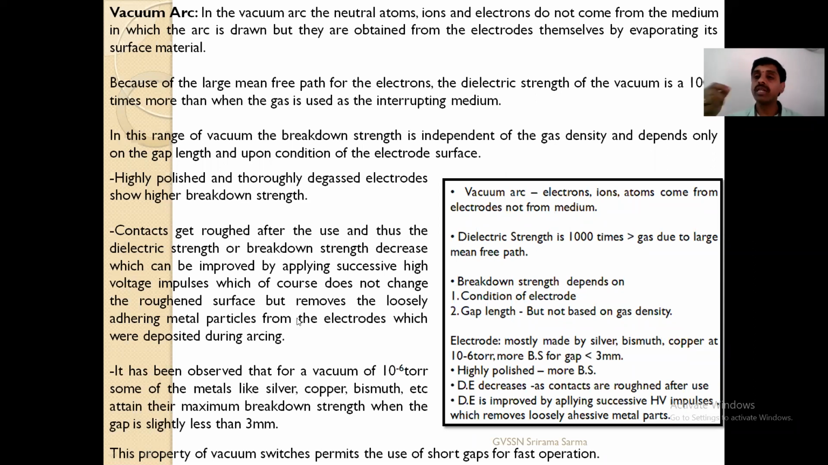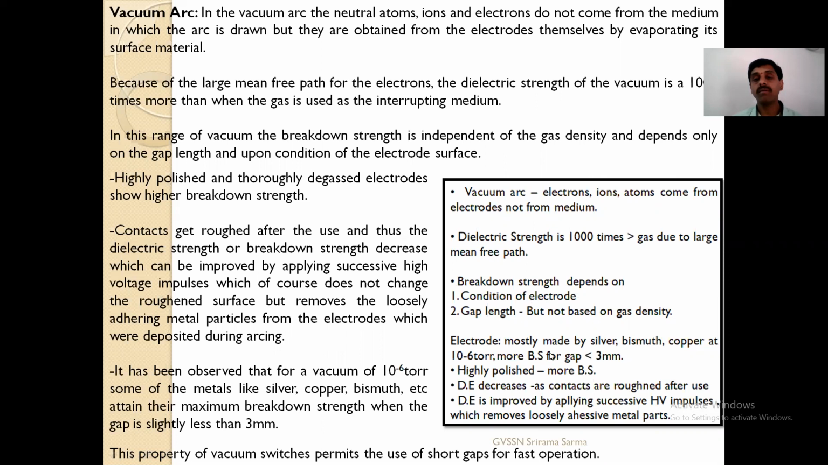But generally, due to repeated operations, contacts get roughened. Then the breakdown strength decreases. That means there will be some deposits on the contact, and the contacts will be roughened. Because of that, the breakdown strength decreases. Then how do we remove these small deposits? Simply by using successive high voltage impulses. The dielectric strength improves by applying successive high voltage impulses, which remove loosely adhering metal particles. This is a way the breakdown strength can be improved.